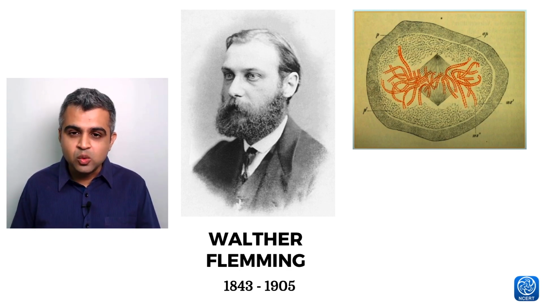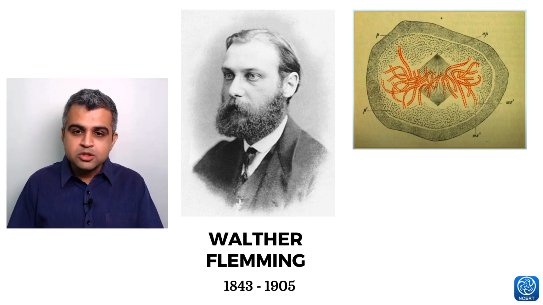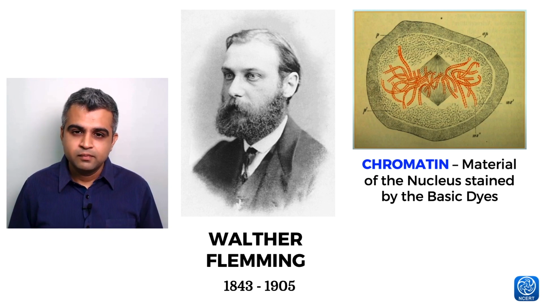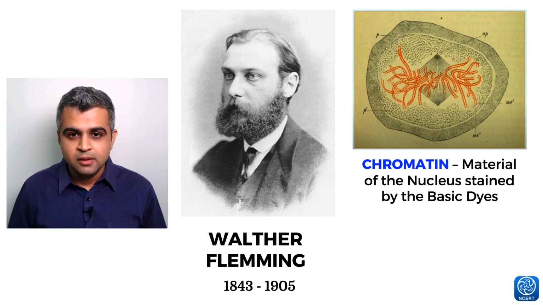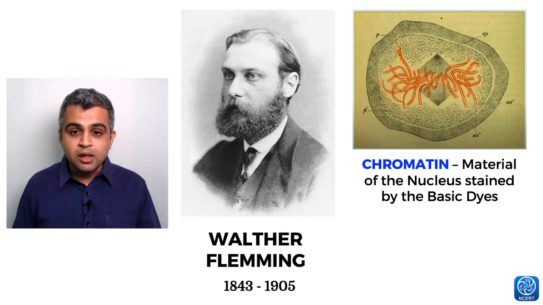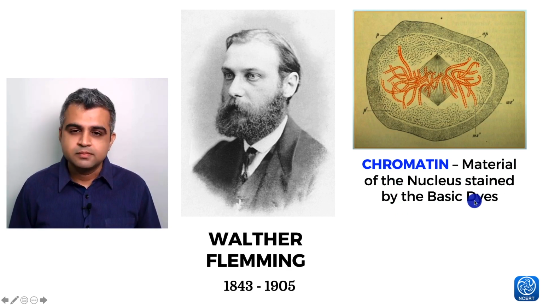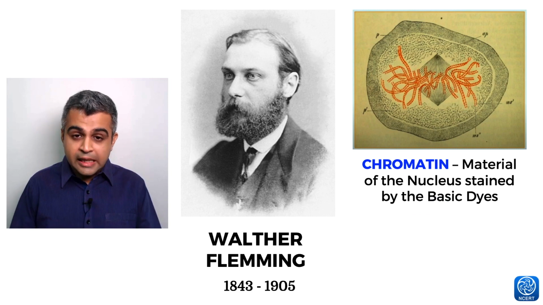The only thing that he knew was that when he put this color, the central part of the cell was absorbing this color and was looking orangish or bluish in comparison to the rest of the cell. So what he saw in the center, he termed as chromatin. Chroma meaning color. So the colored substance that he saw inside the cell, he termed it as chromatin. Chromatin, material of the nucleus stained by the basic dyes. So he is credited with discovering chromatin.